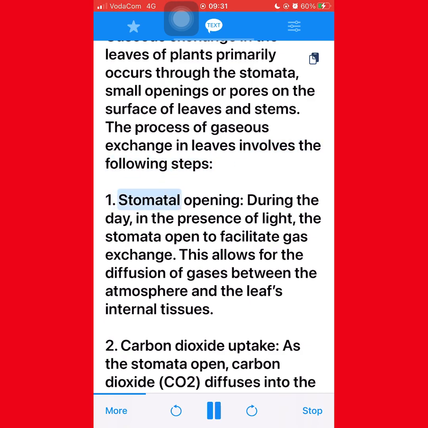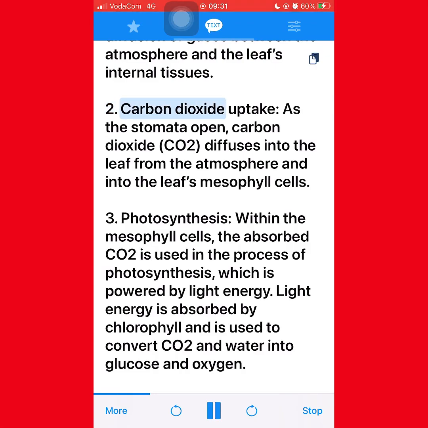1. Stomatal opening. During the day, in the presence of light, the stomata open to facilitate gas exchange. This allows for the diffusion of gases between the atmosphere and the leaf's internal tissues. 2. Carbon dioxide uptake. As the stomata open, carbon dioxide, CO2, diffuses into the leaf from the atmosphere and into the leaf's mesophyll cells.